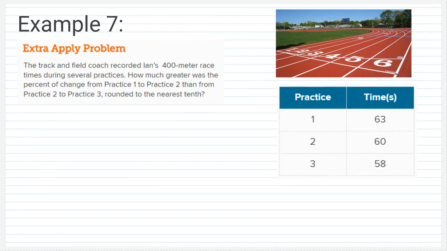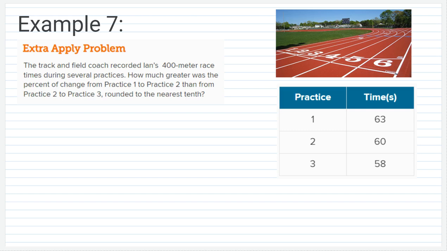So the track and field coach recorded Ian's 400-meter race times during several practices. How much greater was the percentage change from practice 1 to practice 2 than from practice 2 to practice 3, rounded to the nearest tenth? In this question, we're going to have to calculate a couple of percent of change problems. We'll set up proportions so that we can then find the difference between those two percents of change.